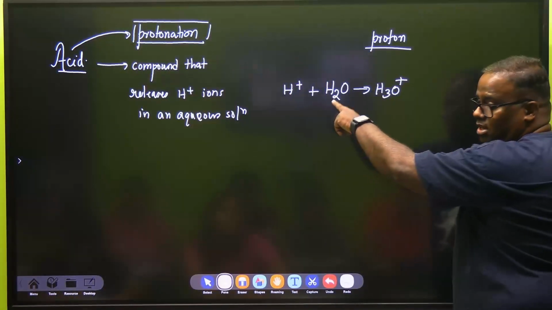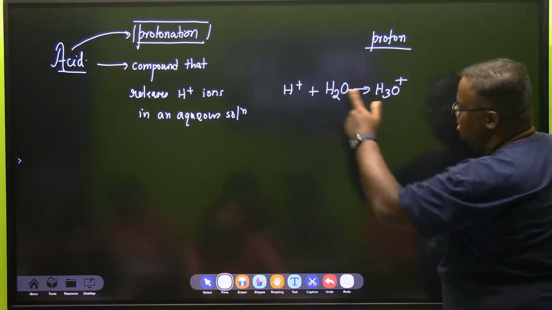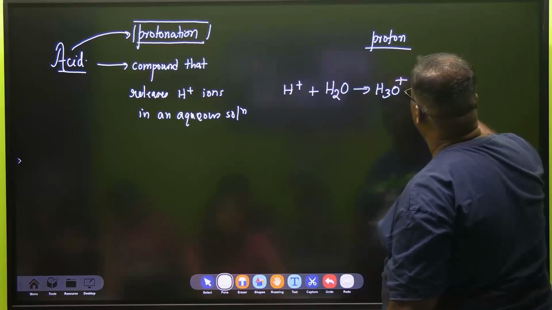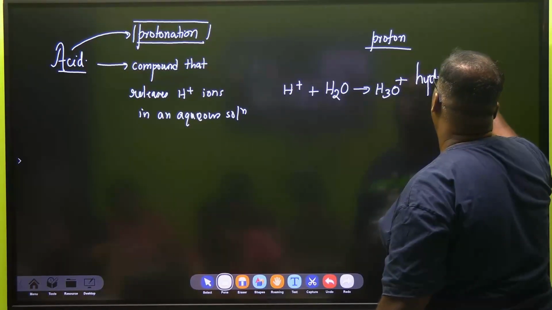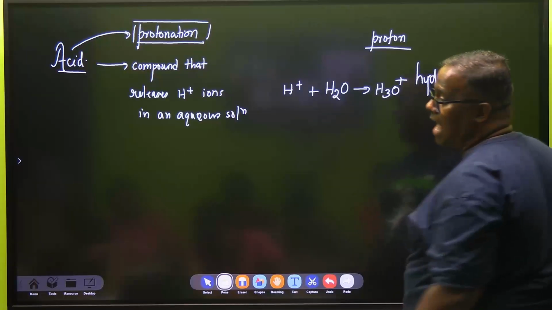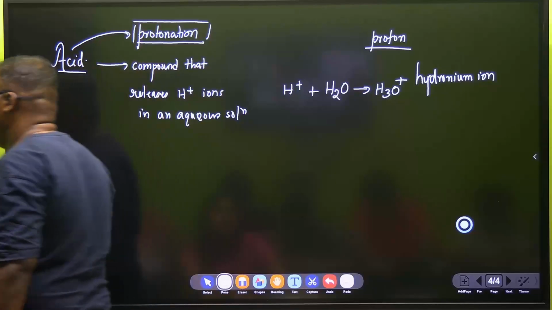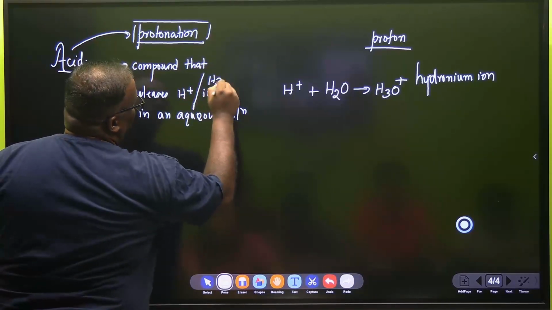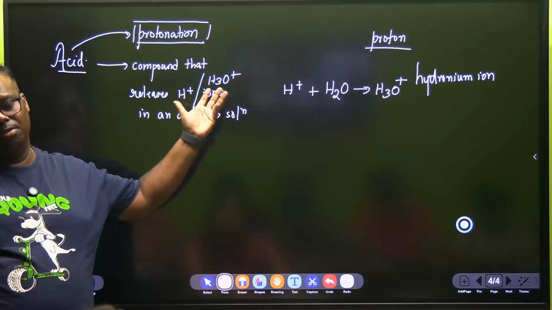You had two hydrogen, one hydrogen added, but the hydrogen came with a positive charge on it. So the neutral nature became one positive. This is known as hydronium ion. And from here, we will change our definition a bit. Acids are substances that release either H plus or H3O plus ions in an aqueous solution. Hydrogen ions or hydronium ions.